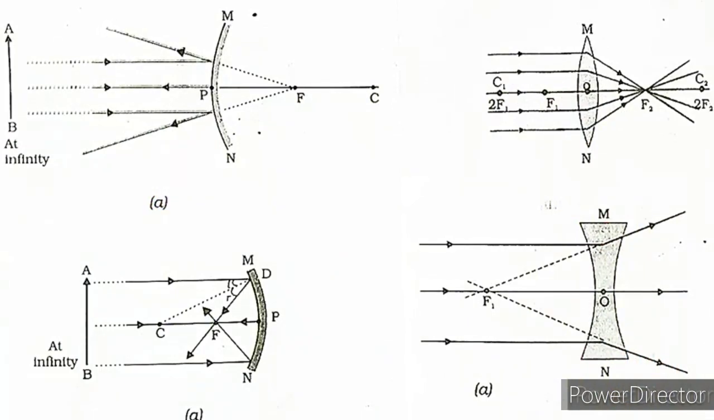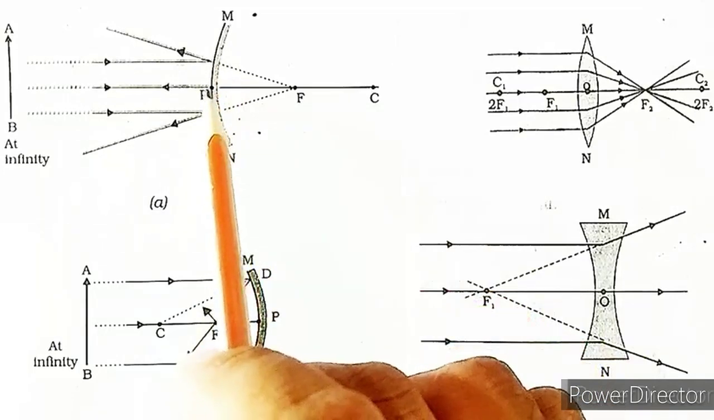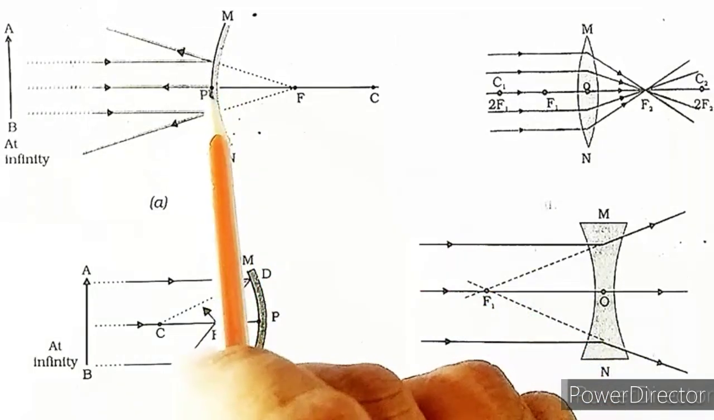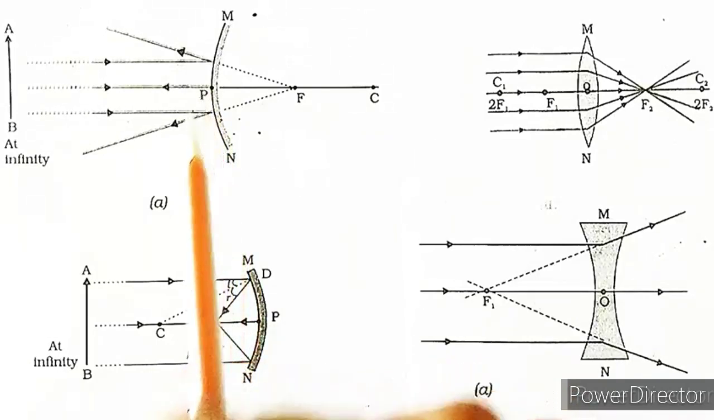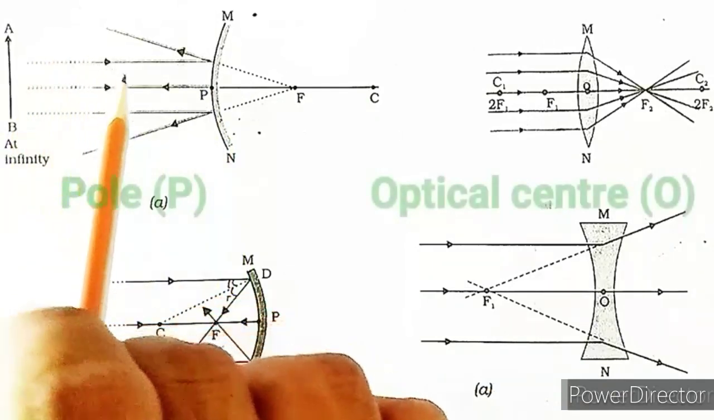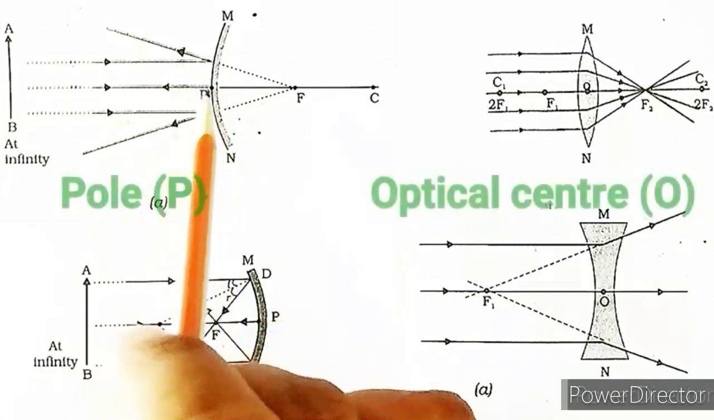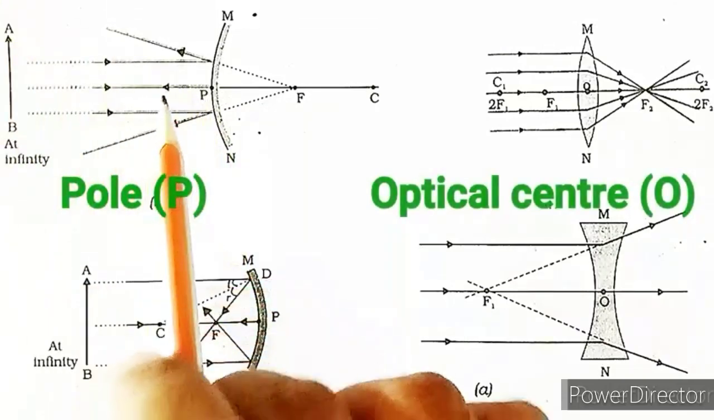Now the third difference is the center of the reflecting surface of the mirror is called the pole. Okay, here you have the pole marked with capital P, and we know that a ray of light which passes through P, through the pole, is reflected in the same direction without any deviation.